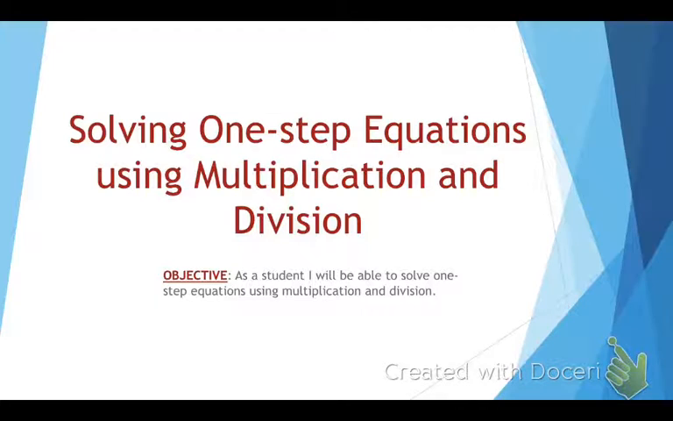I'm back. Alright, listen, last episode, you guys did solving one-step equations using addition and subtraction. Today I'm going to show you how to do multiplication and division. I'm not going to lie, these look a little confusing. These ones are definitely harder. We're going to get right into it.